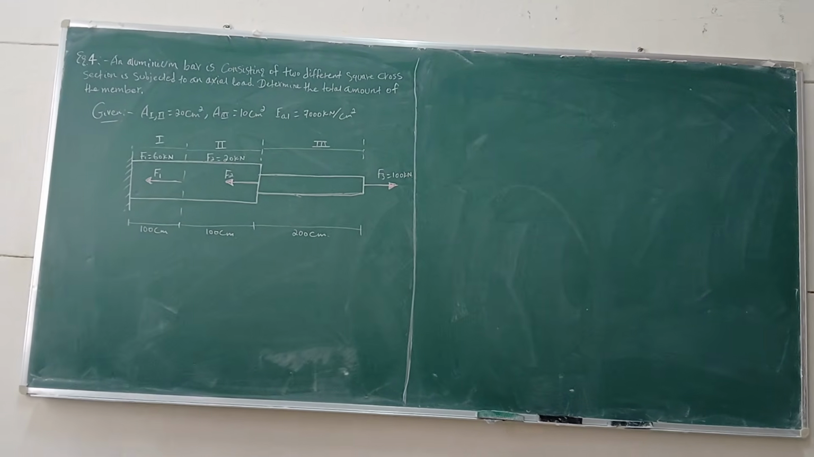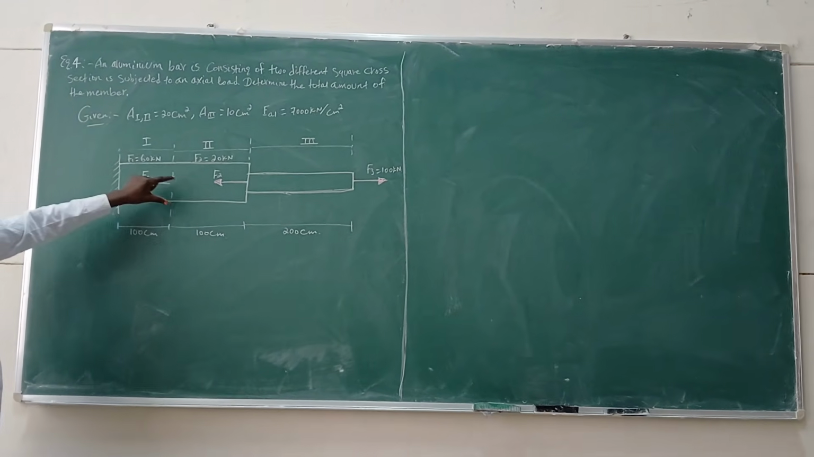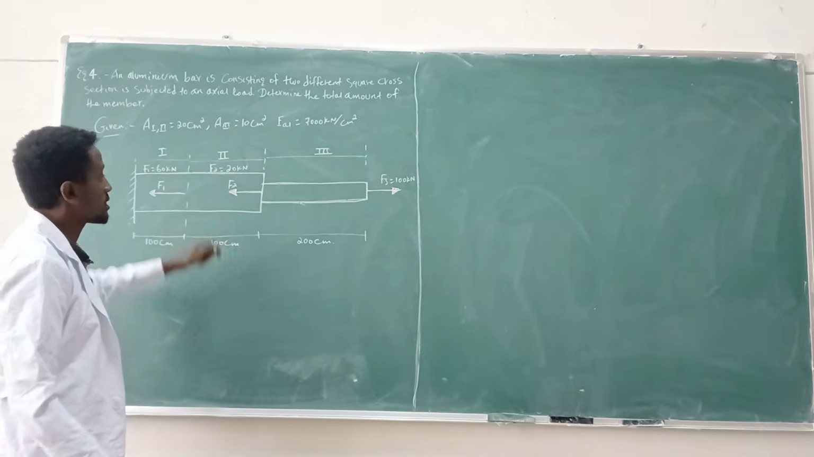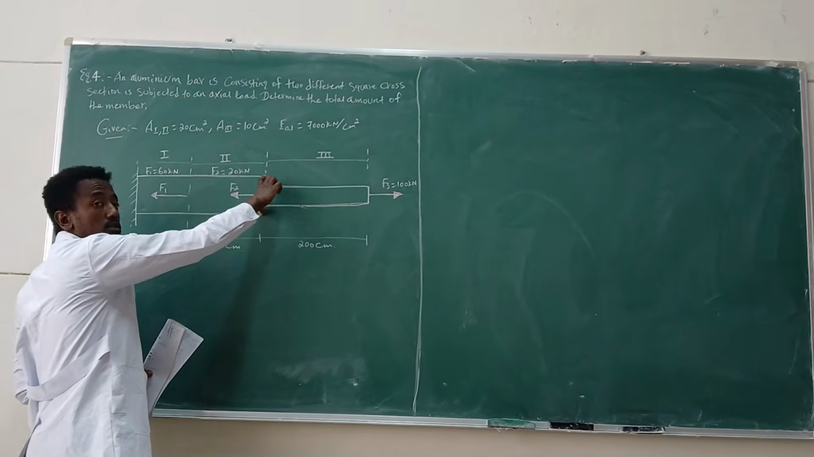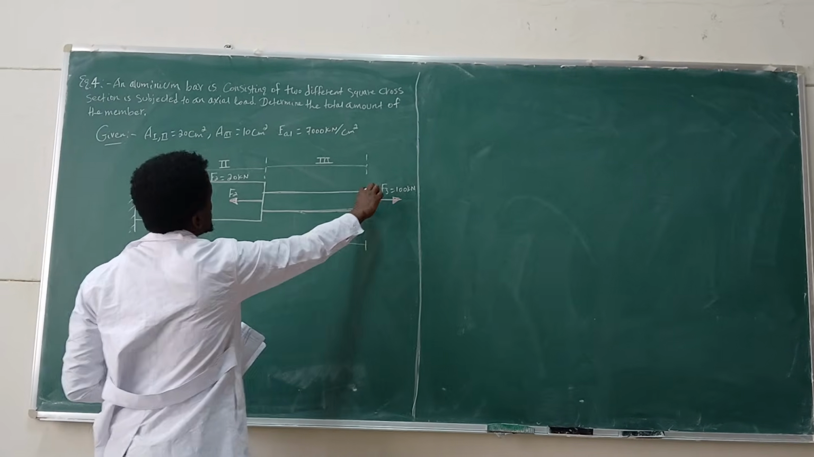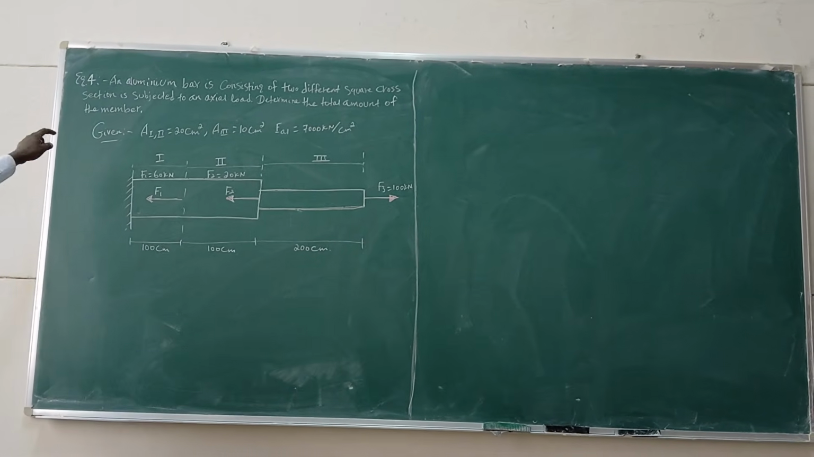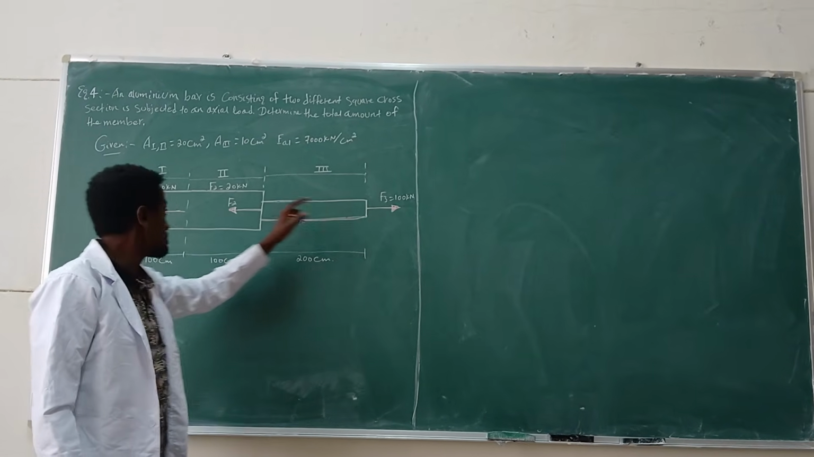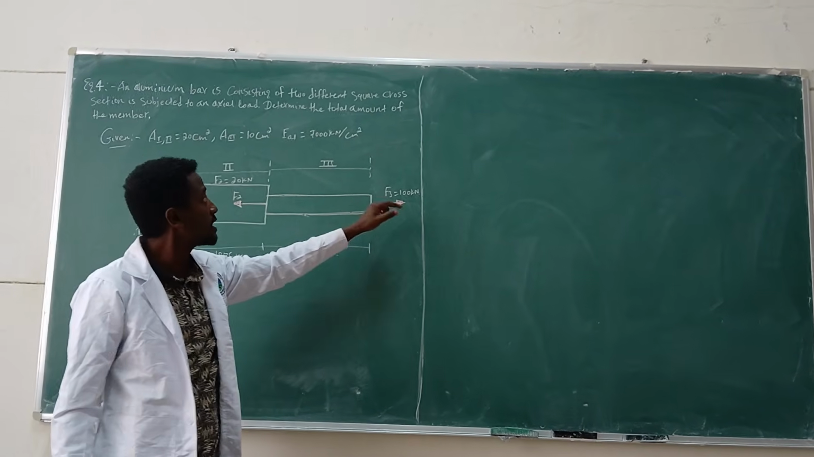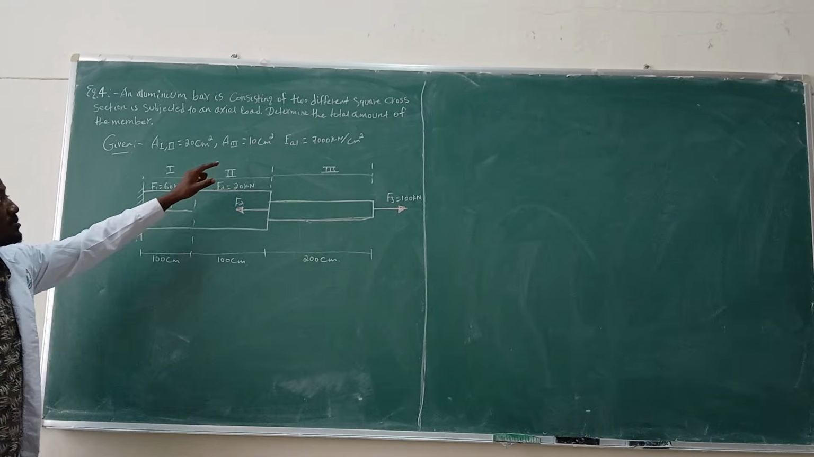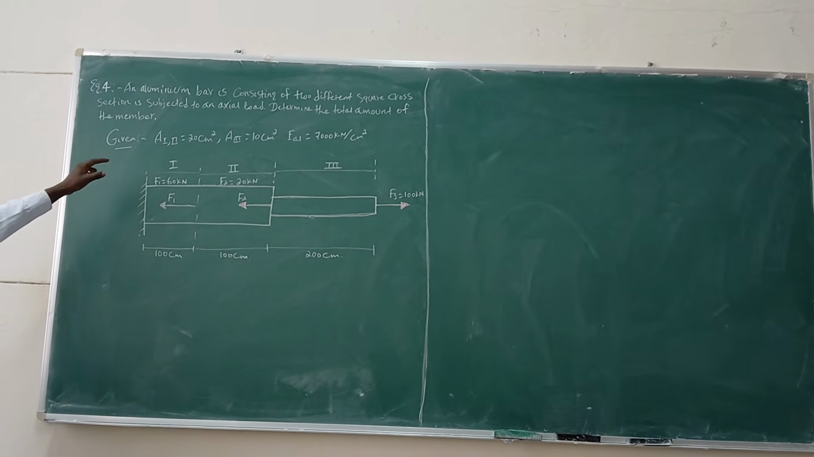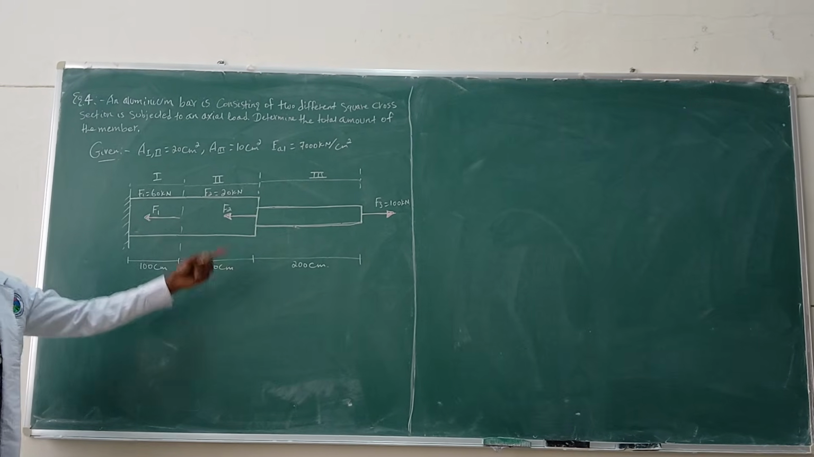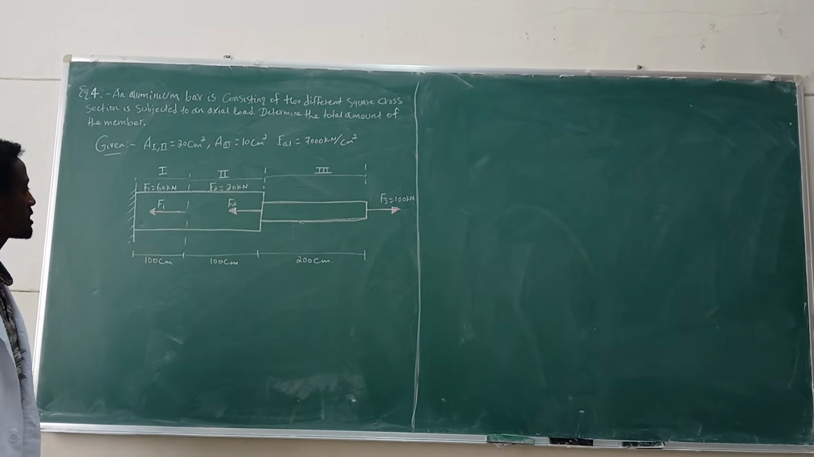Okay, example 4. An aluminum bar consists of two different square cross sections, the first and the second cross section. It is subjected to axial loads. There are three axial loads: F1, F2, and F3. Determine the total length of the member after the loads are applied.